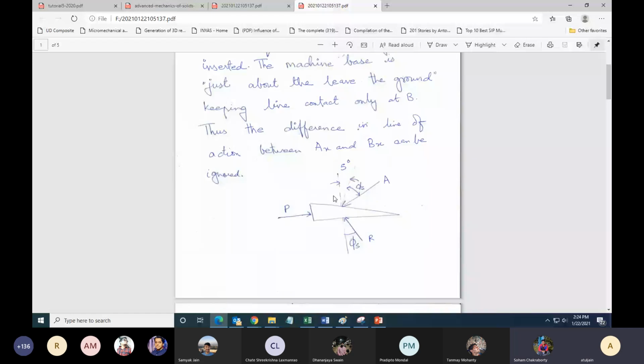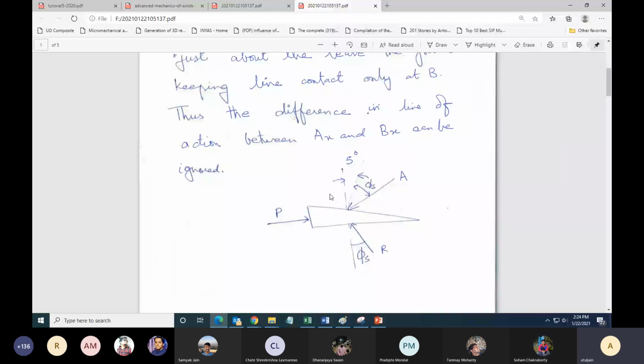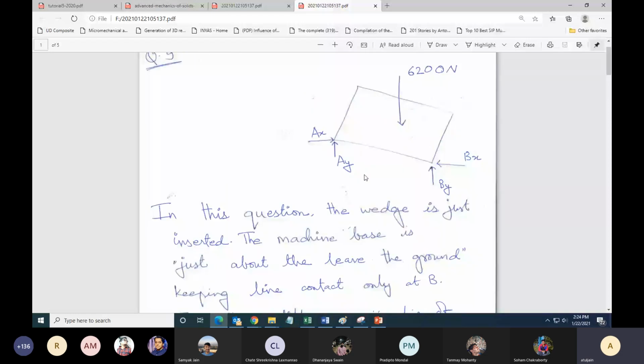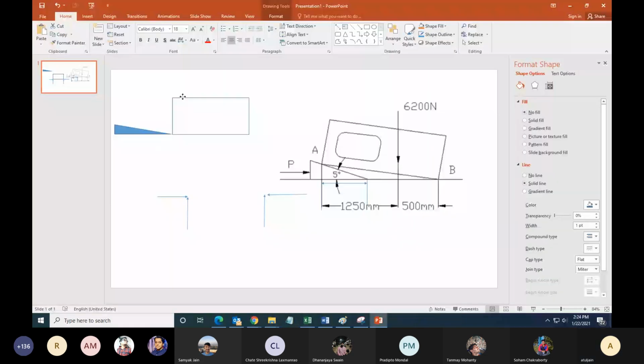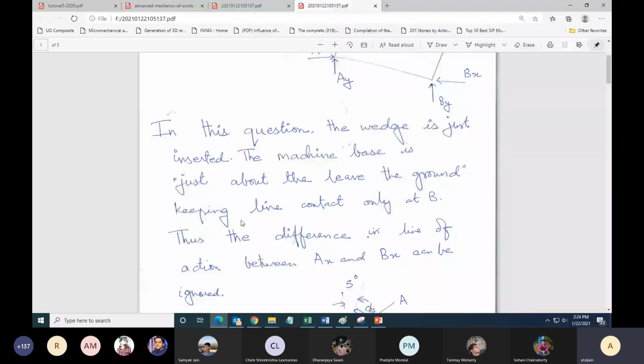Yeah, but I did it like this. Is my PDF visible? Yes, sir. So in this question, the wedge is just inserted. This is the point I was trying to make here, that the wedge is actually just inserted. So the difference in line of action between AX and BX can be ignored. The free body diagram will look like this for the block, something like this for the wedge, at an angle phi s from the perpendicular, but this angle is already 5 degrees. We know that.